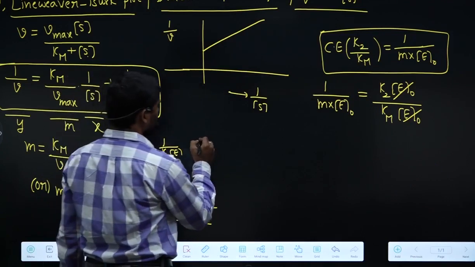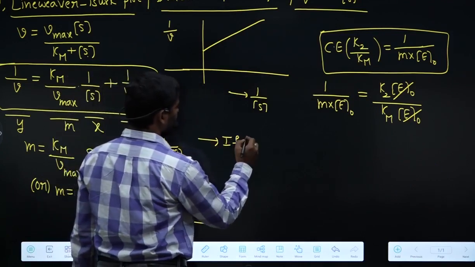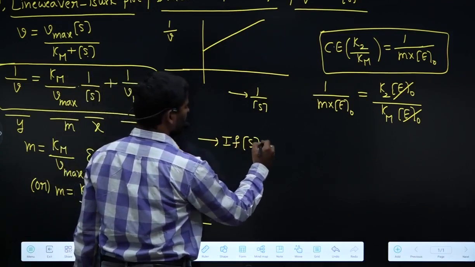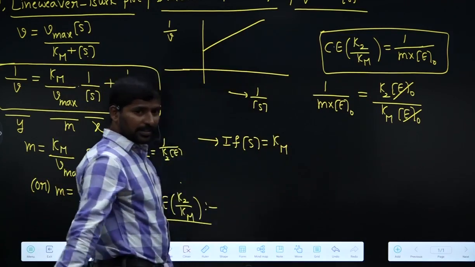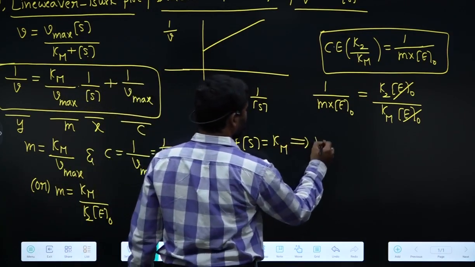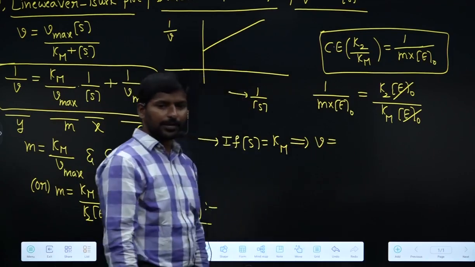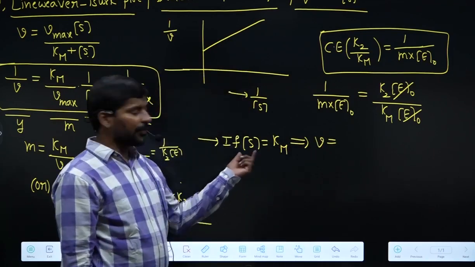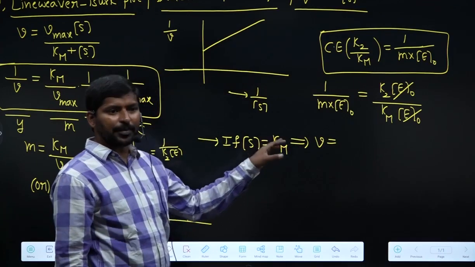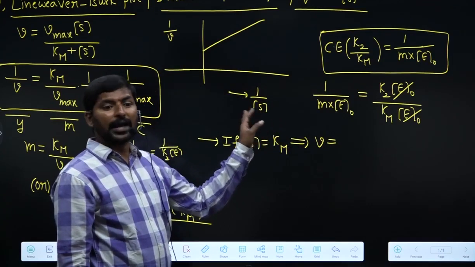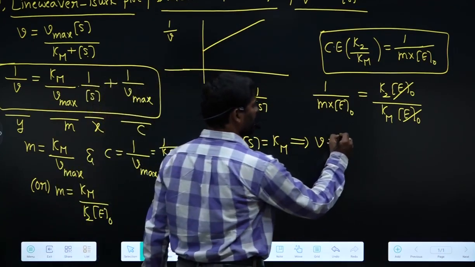Next, previously we got: if concentration of S is equal to Km, then what about the rate? If concentration of S is equal to the Michaelis-Menten constant, the rate obtained is half of the maximum rate, V max by 2.